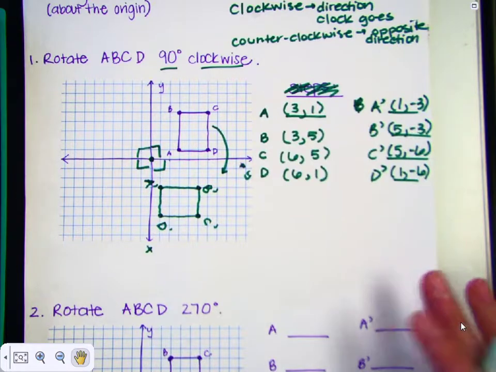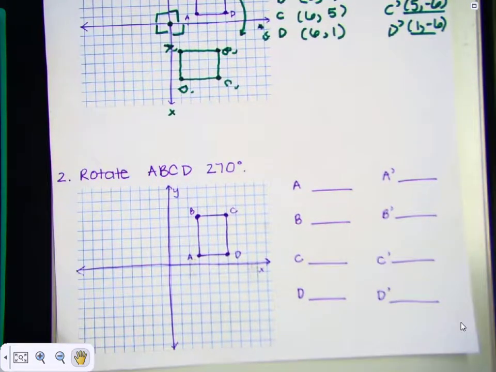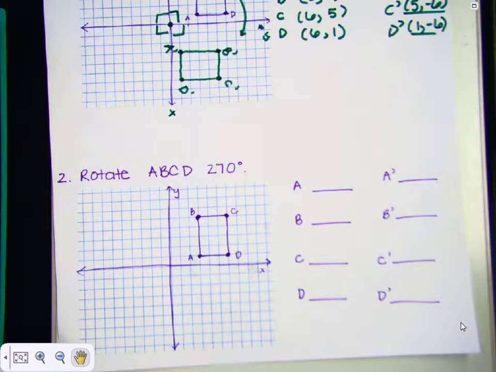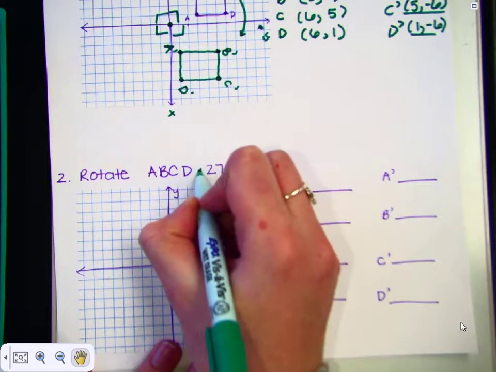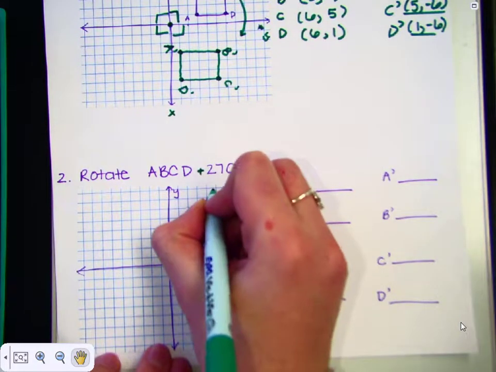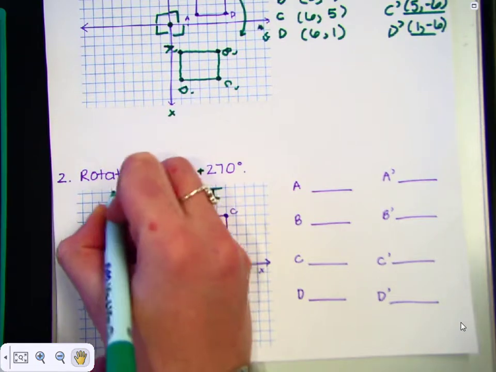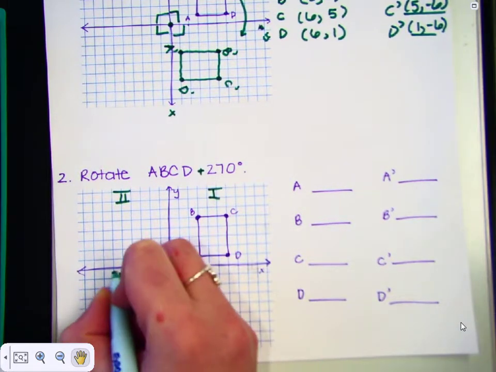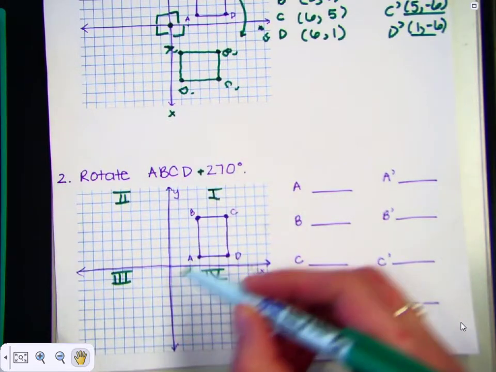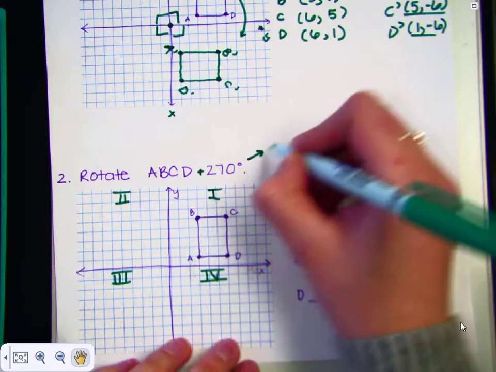So let's try another one. We're going to rotate this figure now 270 degrees. Now this doesn't give us a direction, but we can infer the direction because of the sign. So if it's positive, which 270 is positive, you're going to go in the direction of the quadrants. So if you remember, this is quadrant 1, this is quadrant 2, this is quadrant 3, and this is quadrant 4. So actually, positive angles are going in a counterclockwise direction. So this is really saying counterclockwise.